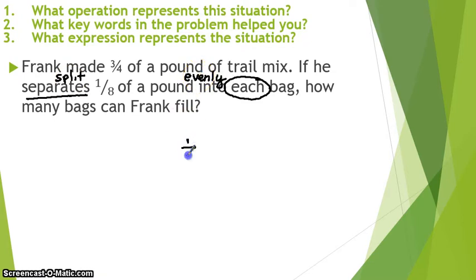Division. So in other words, Frank is going to take his 3/4 pound and he's going to divide it into 1/8 of a pound bags. And he wants to know how many he will be able to fill. He wants to know how many groups he can make. How many groups of 1/8 can he make? Division.